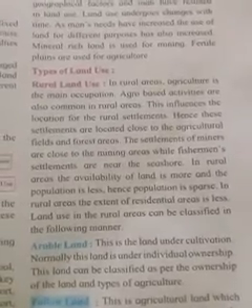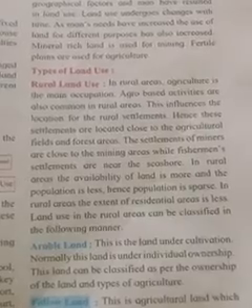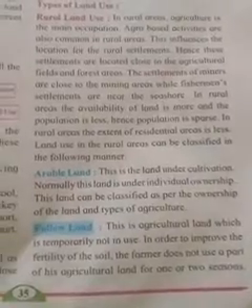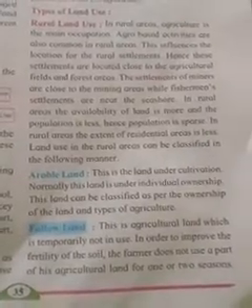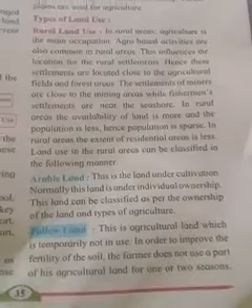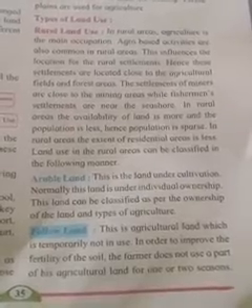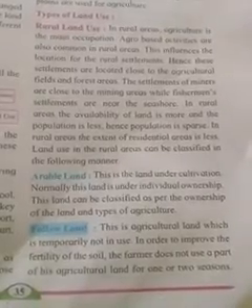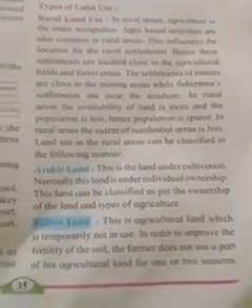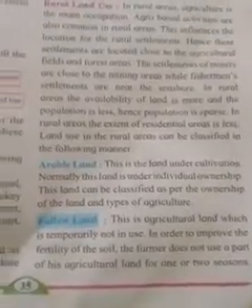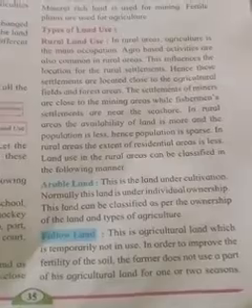Land use of the rural areas can be classified in the following manners. First is the arable land. This is the land under cultivation. Normally this land is under individual ownership. This land can be classified as per ownership of the land and type of agriculture. That means arable land is used for cultivation, and normally this land is under individual ownership.